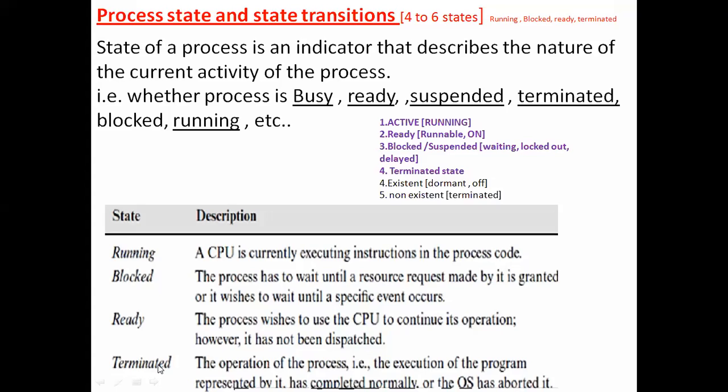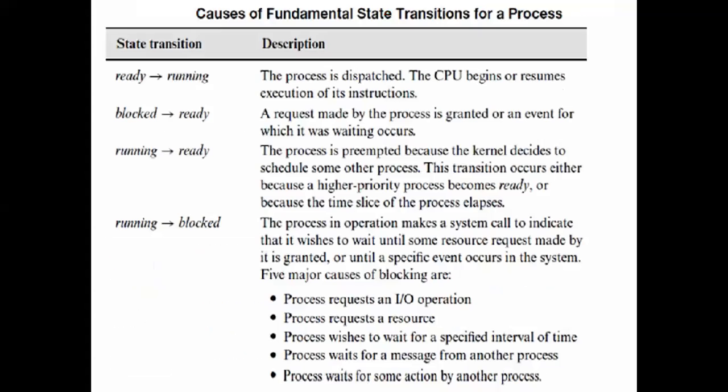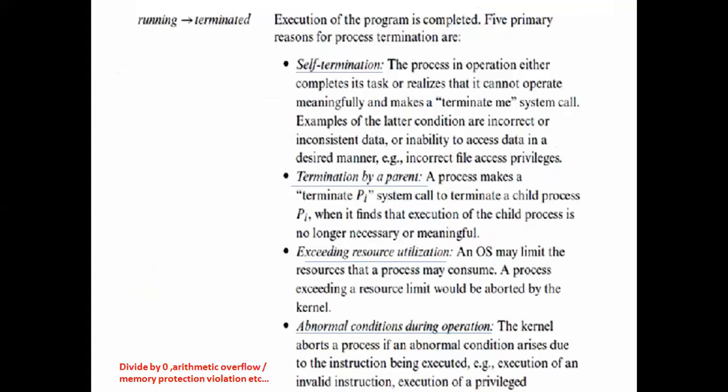And the last state is the terminated state. Once the execution of a process is over, the process execution has completed normally. Or if some error occurs while executing the process, the process will be aborted by the OS, and then the process will enter the terminated state. Here we have about 4 reasons based upon which any process can go into the terminated state. That will be seen here.